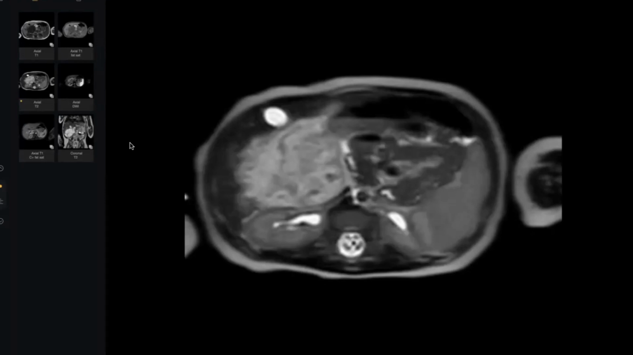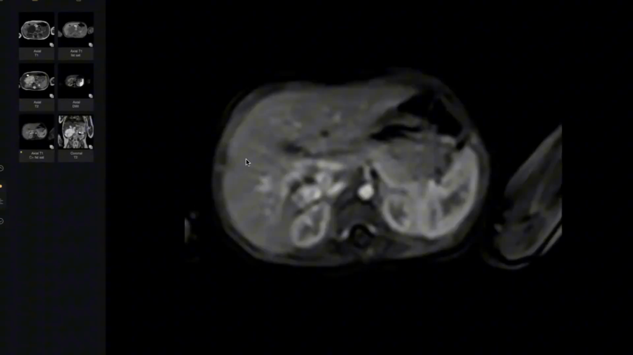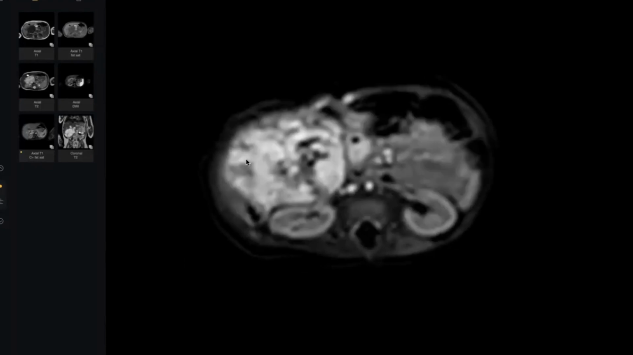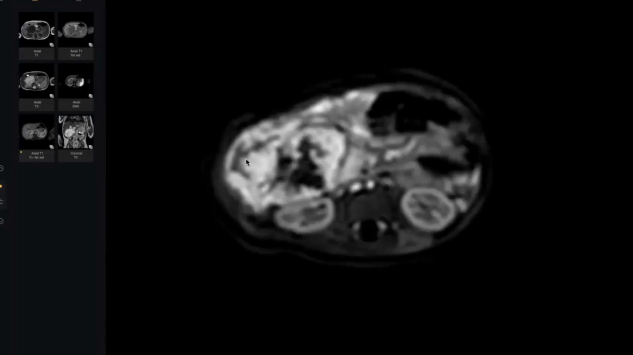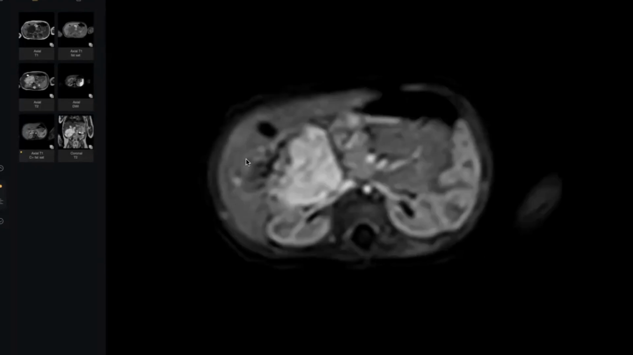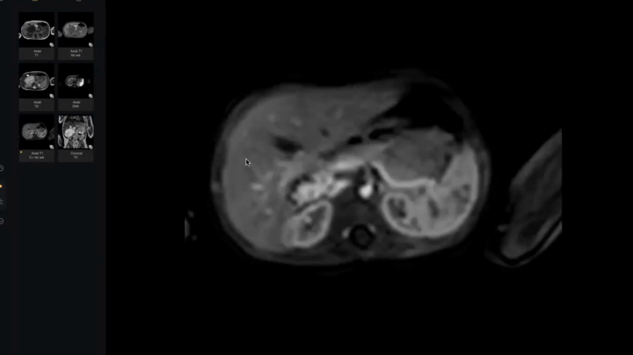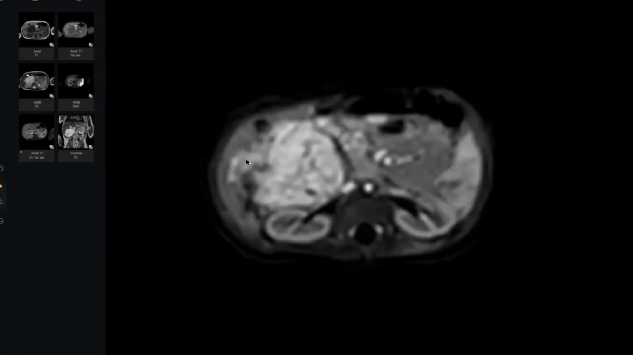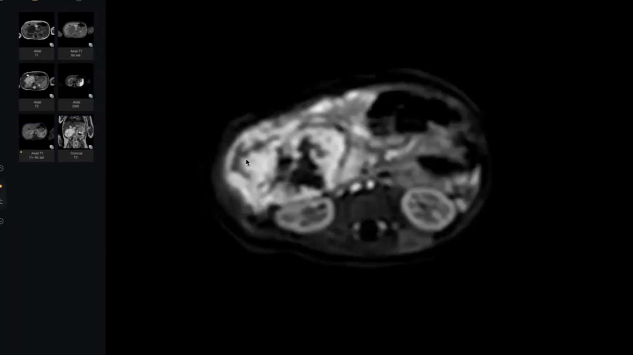Sir, can I have coronal post contrast images or coronal views to localize the mass and know the enhancement pattern? See, sir, this is post contrast. It is showing avid post contrast enhancement with central low signal non-enhancing areas. Sir, in a 4-year-old child with a mass in the suprarenal location, my first primary diagnosis will be neuroblastoma. What else?